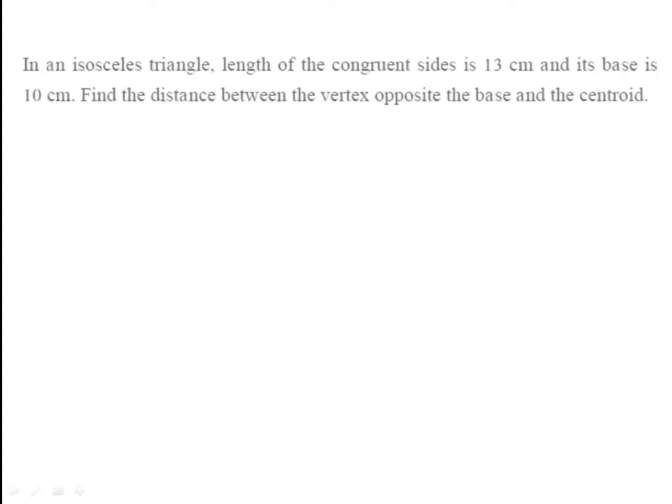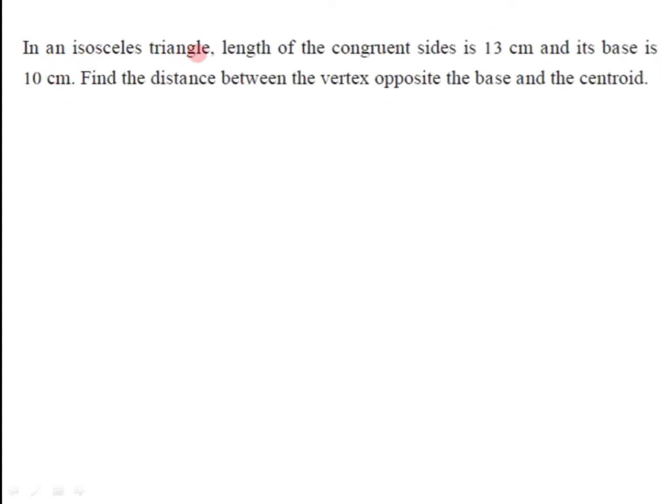Hello students, let us solve one HOTS question based on the topic Pythagoras theorem from class 10th. Question is, in an isosceles triangle, length of congruent sides is 13 centimeter and its base is 10 centimeter. Find the distance between the vertex opposite to the base and the centroid.